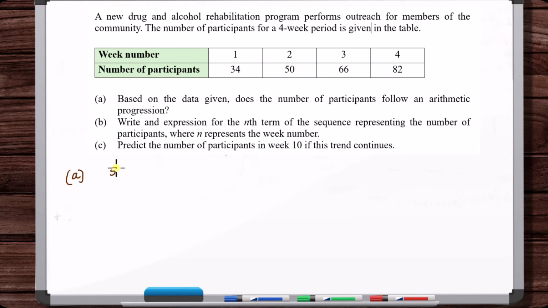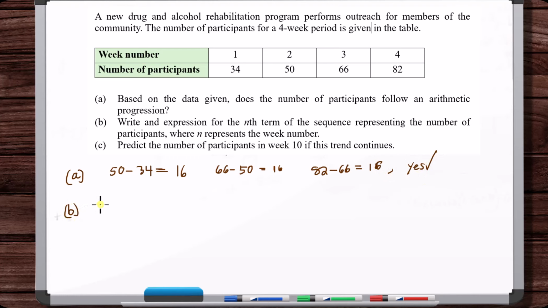So 50 minus 34 is equal to 16. 66 minus 50 is 16, and then 82 minus 66 is 16. So yes, it is an arithmetic progression.